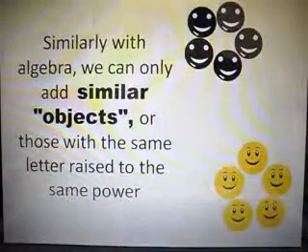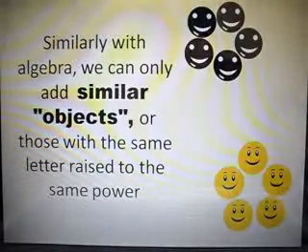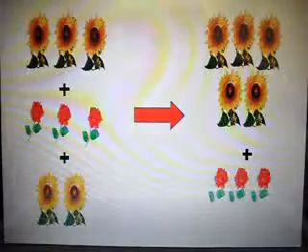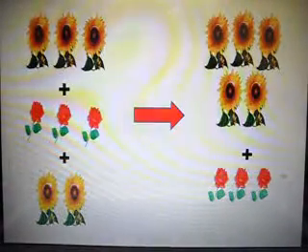Similarly, with algebra, we can only add similar objects or those with the same letter raised to the same power. Let's look at the next example now. We have 3 sunflowers, add 3 roses, add another 2 sunflowers. What could the answer be? Well, the answer will be 5 sunflowers. Why 5 sunflowers? Because they are of the same kind of flowers, whereas rose is another type of flower. So that is why we cannot add up the different types of flowers together.